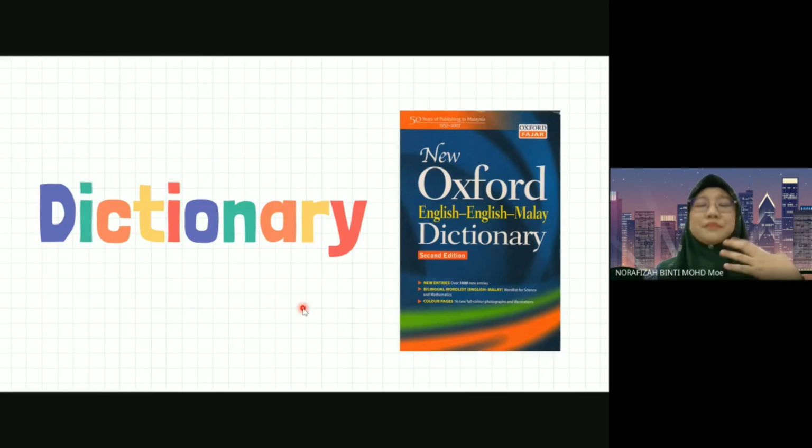You can use it until you go to the university. Tak percaya, tanya dekat awak punya Miss Khairuna. Dia pun pakai dictionary juga. So, I want you to buy dictionary later when we are going back to school.